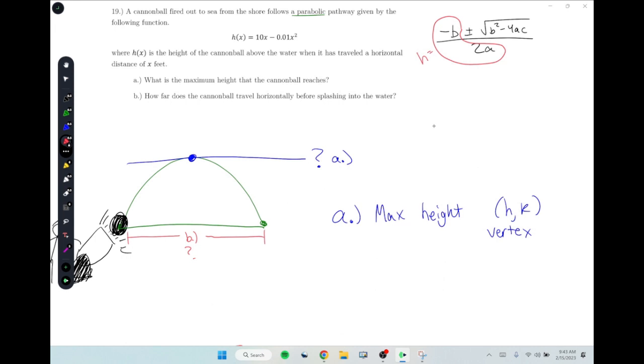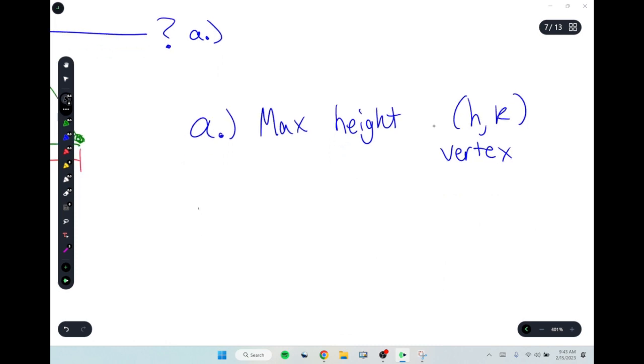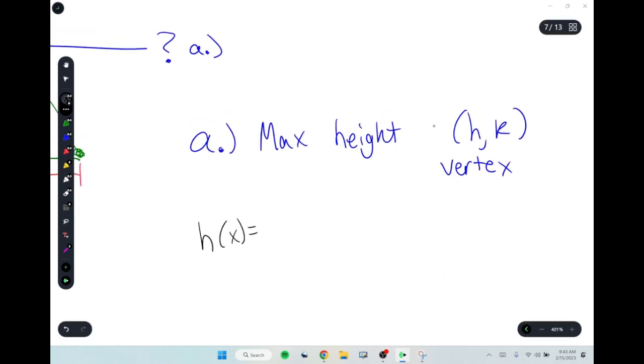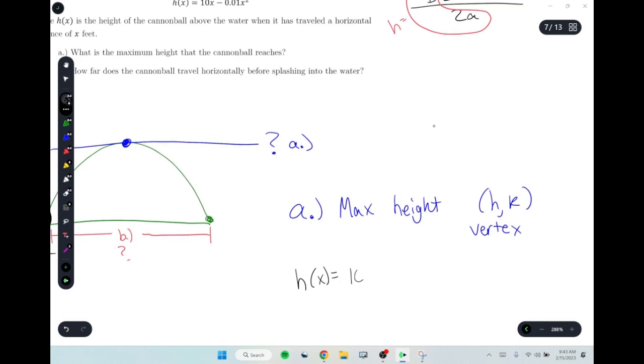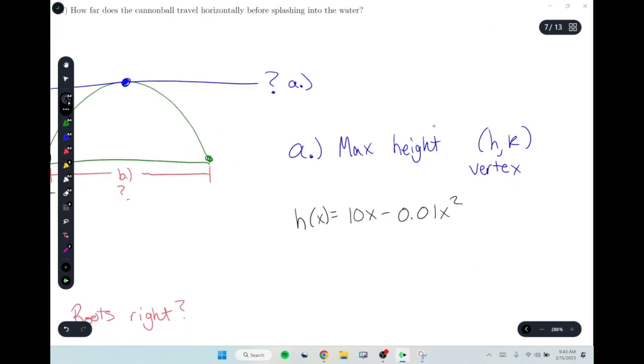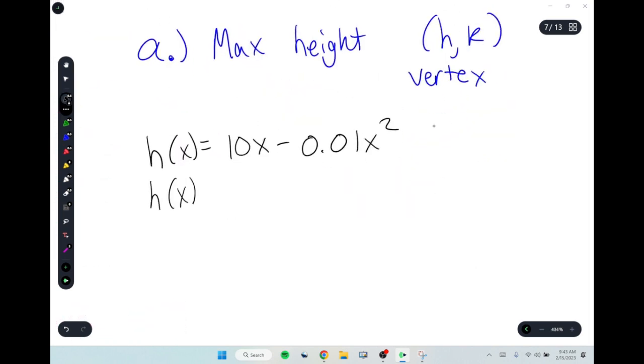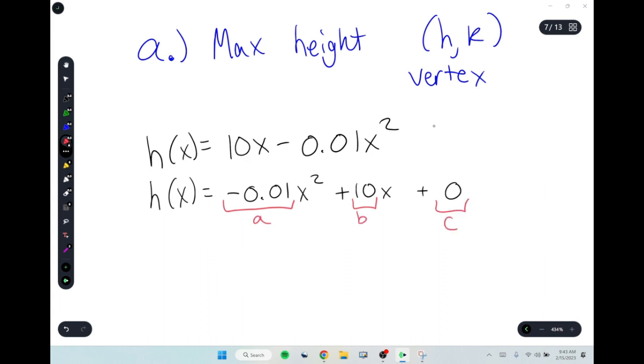Ooh, but they were super sneaky with how they wrote their function. So they wrote h of x equals, what did they write? 10x minus 0.01x squared. Okay, we need to rearrange this so it looks how we like it: negative 0.01x squared plus 10x plus 0. And which one of these is A, B, and C? Well, A is the squared term, B is the one with the x, and C is 0. Okay, so what does that make our vertex?